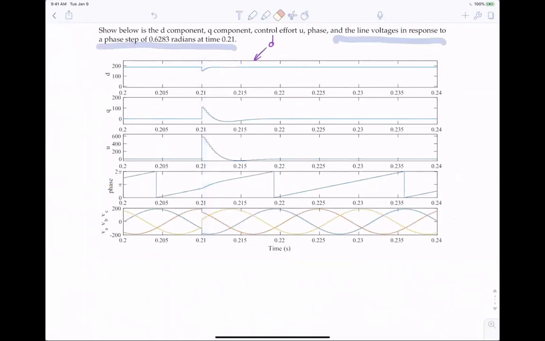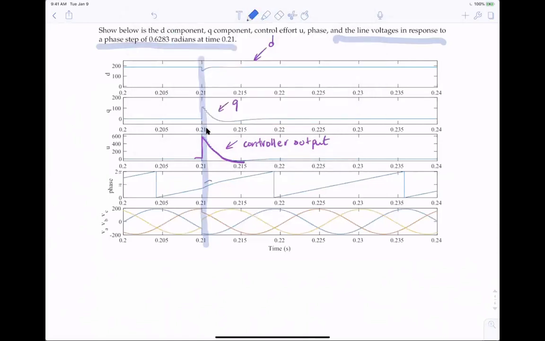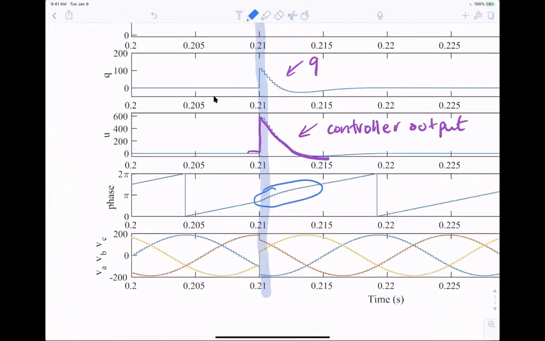You can see that Q comes out of lock immediately, which means the controller output immediately jumps up to try to correct it. So this is the controller output. What it's trying to do is speed up essentially the VCO or the integrator so that we can speed up the phase and catch up with where we were. And you can actually see that right here. Instead of the phase being nice and linear, it has this little hump because the output of the controller is saying, hey, you need to speed up and catch up. And of course, as we get closer to the actual phase, we undershoot just a little bit, and then we come back up and lock on.